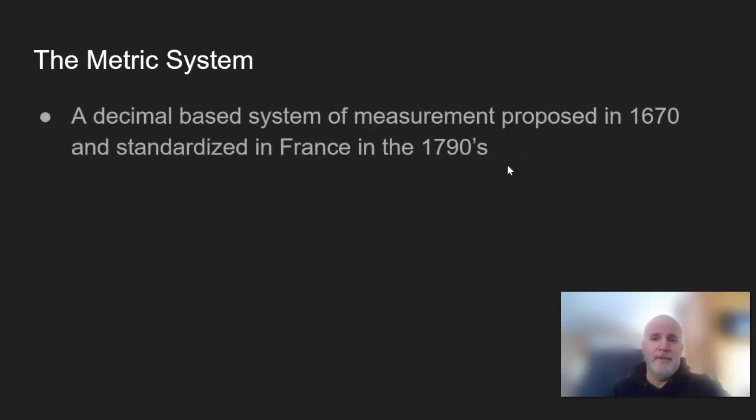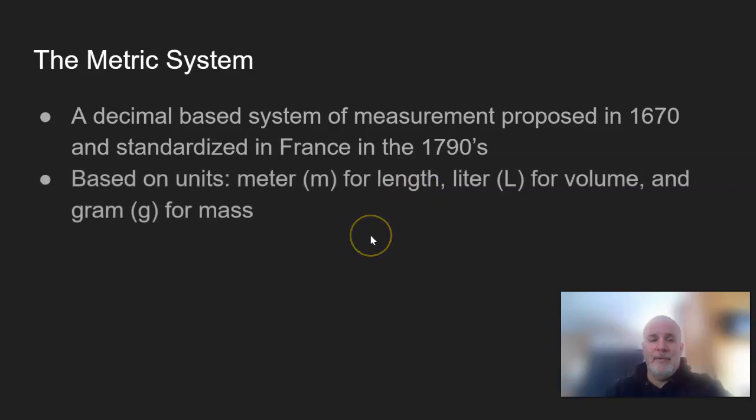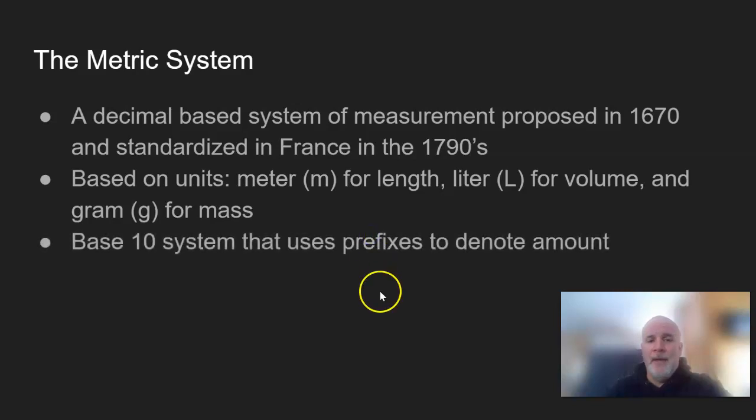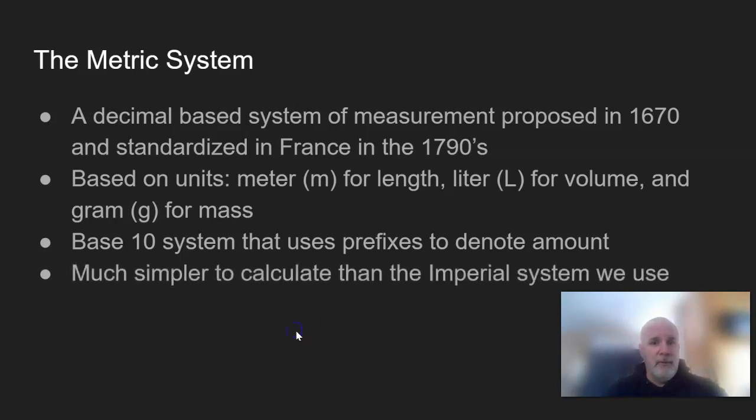The metric system, in case you don't remember what it is, it's a decimal-based system of measurement proposed in 1670 and standardized in France in the 1790s. It is based on tens. It is very nice. The units: meter for length, liter for volume, and gram for mass. Base 10 system means that it goes by tens. So tens, hundreds, thousands, 10,000s, tenths, hundredths, thousandths, and so on. And it uses prefixes that denote the amount. Hopefully you've got a little bit of experience with this already.